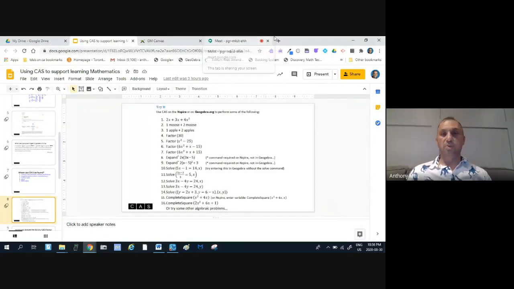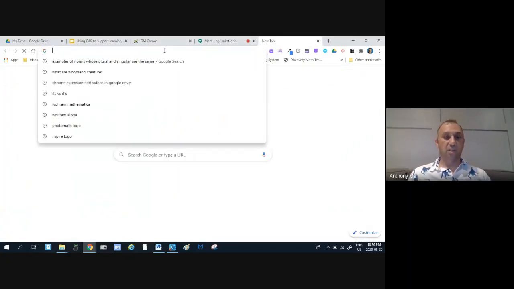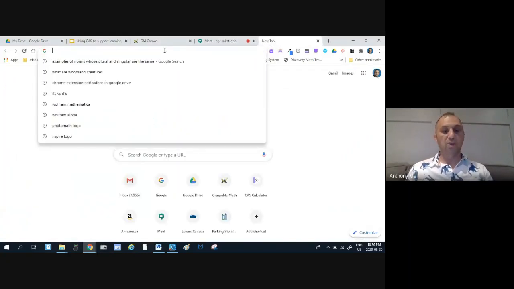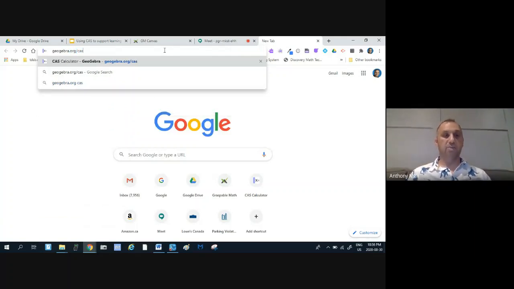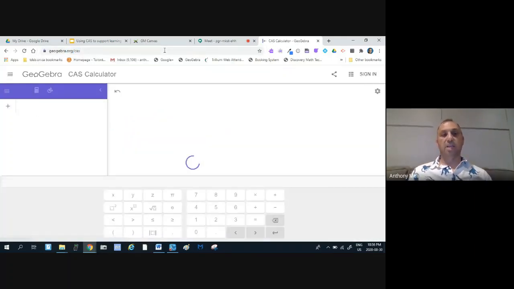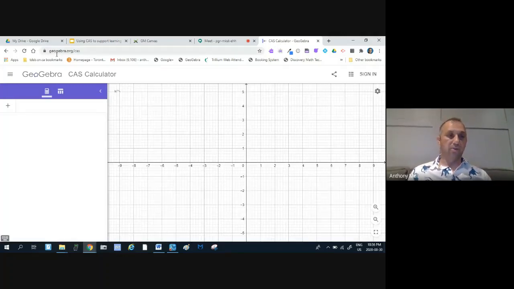On the other hand, we may want to use GeoGebra. So let me just go to a browser here and geogebra.org/CAS will get us the computer algebra system. And, perfectly free. All you need is a browser. Or if you want, you can download it on your smartphone for Android or Apple.